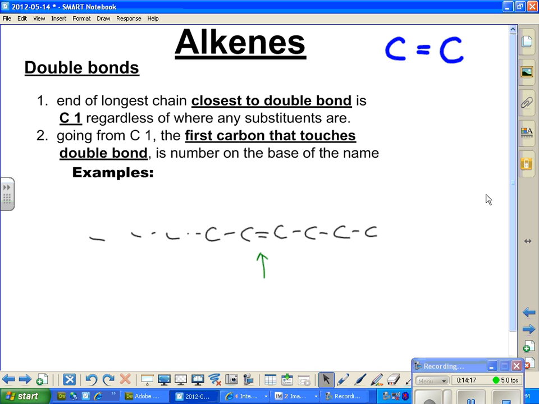here on the right side. So, let's go ahead and number them. 1, 2, 3, 4, 5, 6, 7, 8, 9. Now we have a nonane again. And that nonane has a 4 in front of it because the number 4 carbon sitting right here is the first one that touches the double bond as we go in from the right-hand side. So we're going to call this 4 nonane.